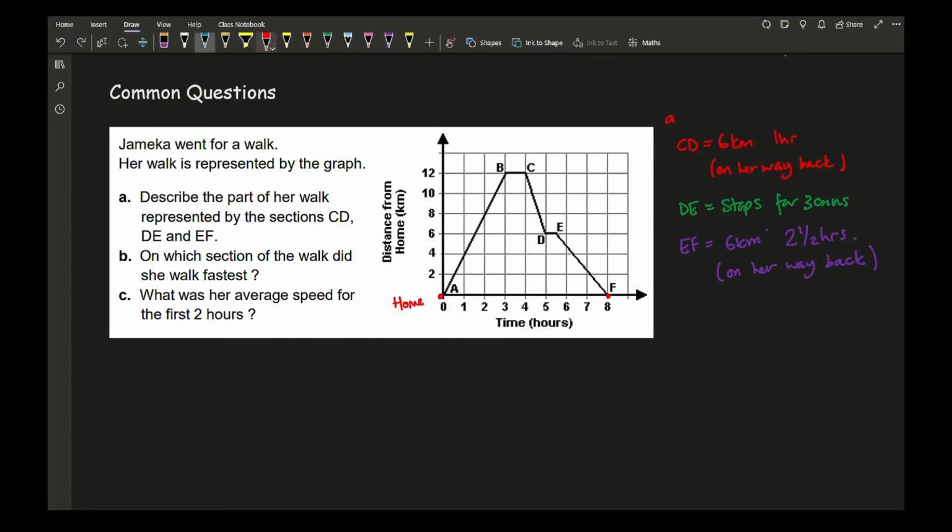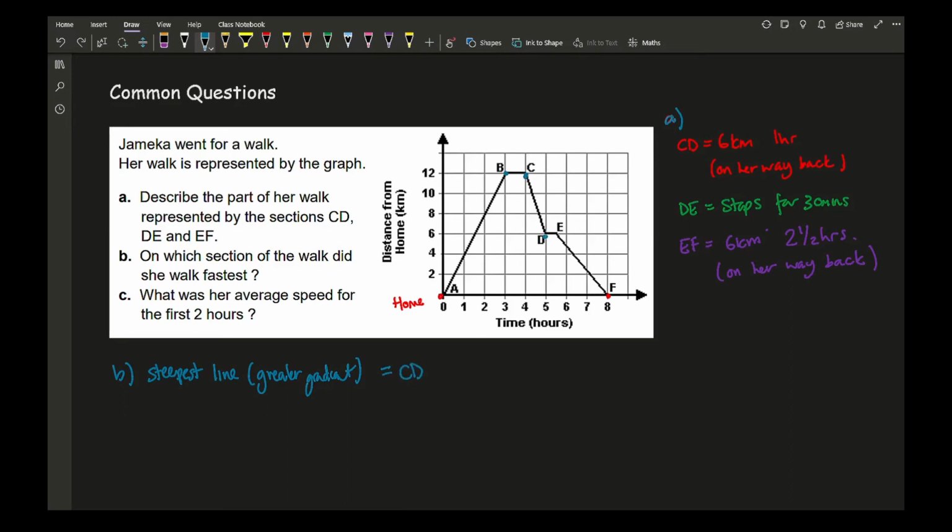Let's use a different colour pen. There we go. And then for B, the question says, on which section of the walk does she walk the fastest? So here we're looking for the parts of the line that have the steepest lines. In other words, we're looking for where it's got the greater gradient. We already mentioned this previously in the video, and the bit that's got the highest gradient, the fastest that she's travelled, is going to be from C to D.